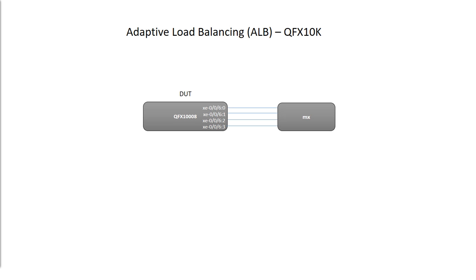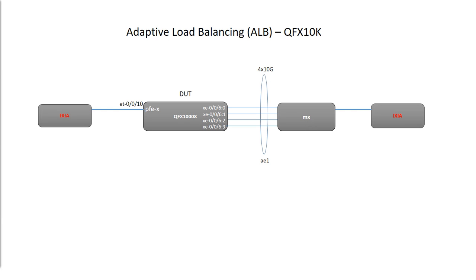We will be having a bundle, an aggregated link, comprising 4 member links. This is 4 times 10 gigabit. And we will be having Ixia to send different flows and observe what's happening.